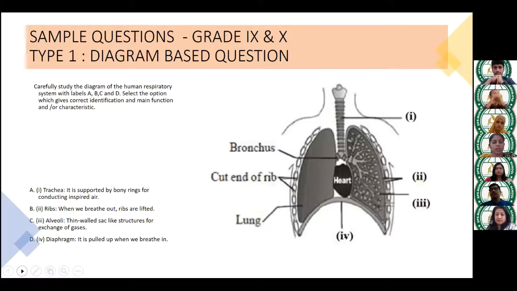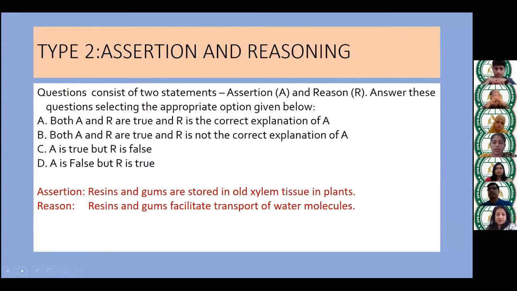Then coming to the next type, that is assertion and reasoning, same as with other bifurcated subjects. Here, 2 statements will be given. One is the assertion, the other one will be the reason. The student has to choose the correct connection between the two when the choices are given to them.